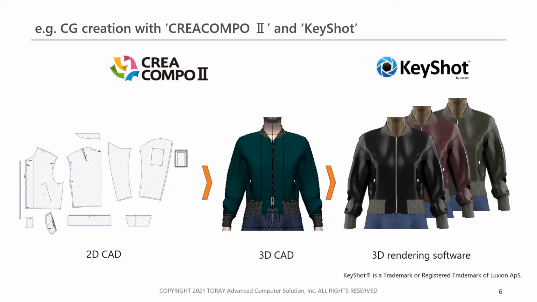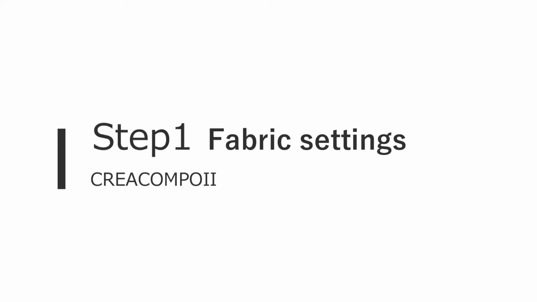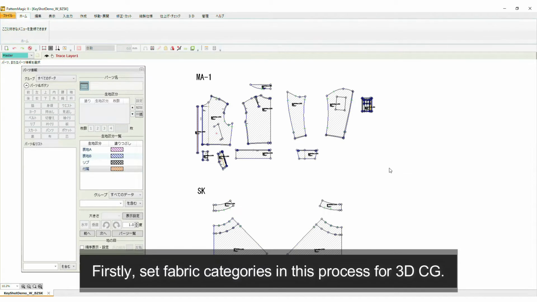Then, how do we create photorealistic computer graphics? Please take a look at a demonstration of the procedure for generating the image on the right from the pattern on the left. Step 1. Firstly, set fabric categories in this process for 3D CG.